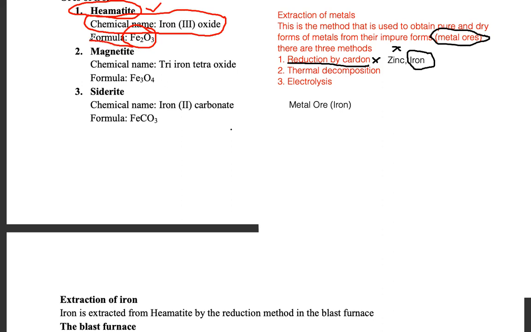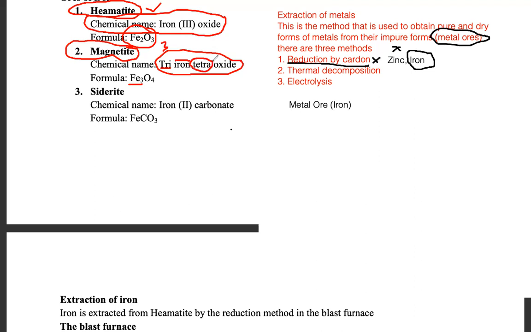The second one is called magnetite. Magnetite is almost the same as hematite. The only difference that we have is that iron has got a different valence. So this chemical formula that we have is called triiron tetraoxide. Tri means 3. How many are 3? Iron, that's why we have got 3 of iron.